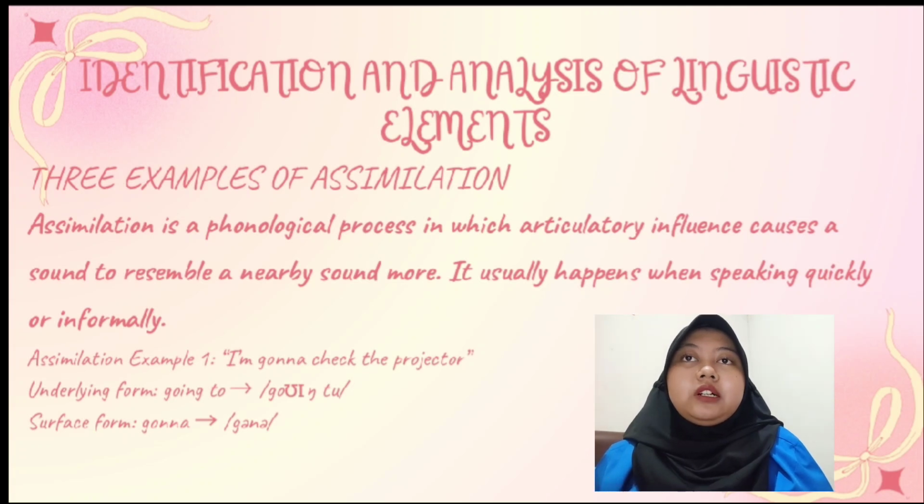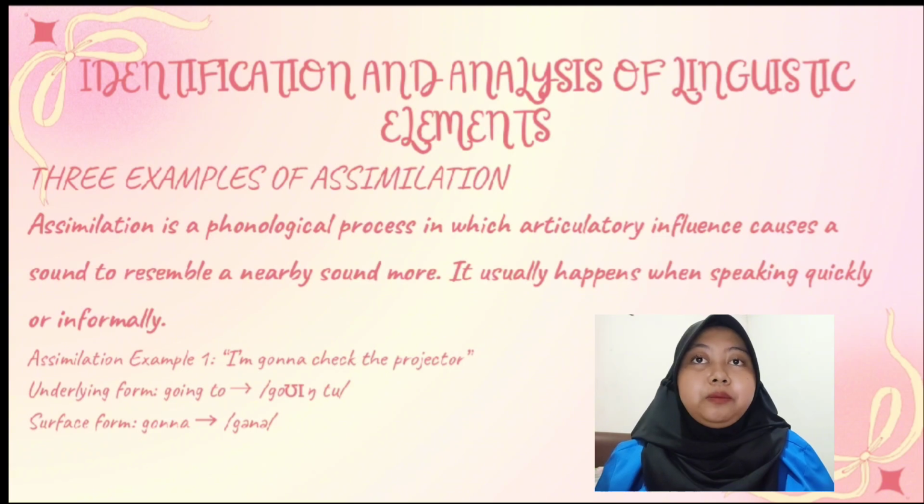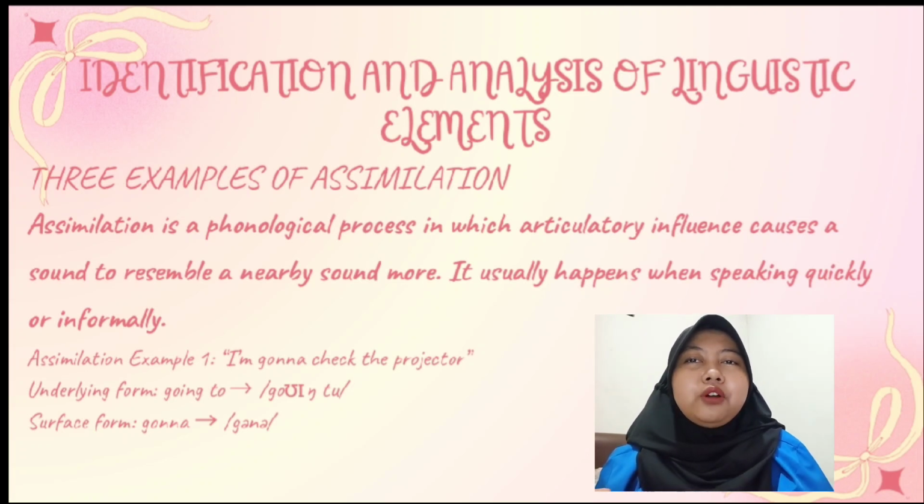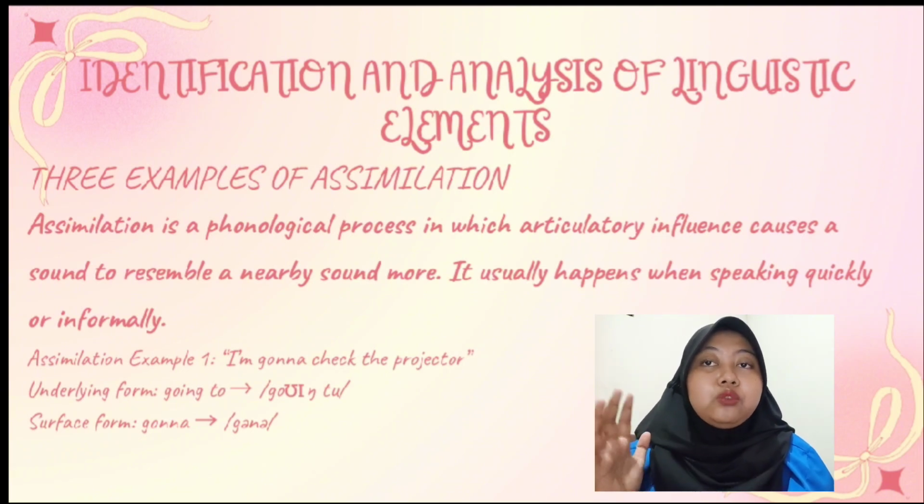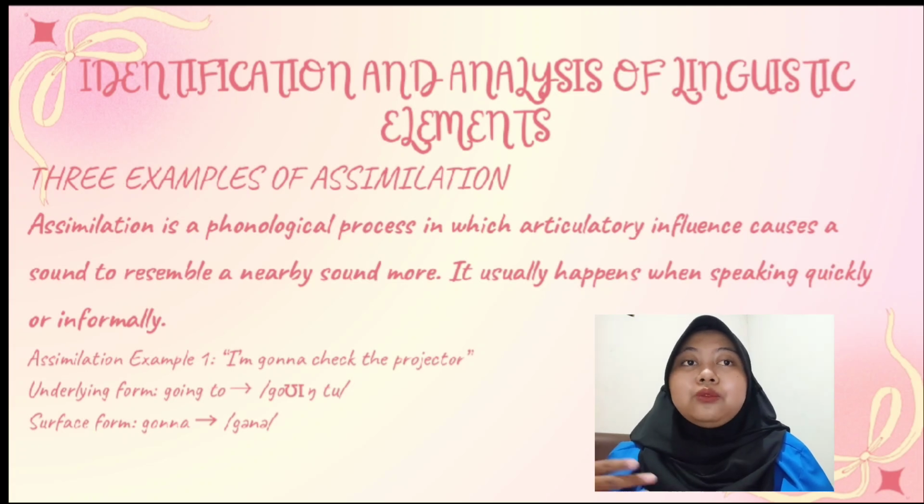3 examples of assimilation. Assimilation is a phonological process in which articulatory influence causes a sound to resemble a nearby sound more. It usually happens when speaking quickly or informally. So, assimilation example 1. I'm gonna check the projector. Underline from going to to gonna. Suffix from going to to gonna.